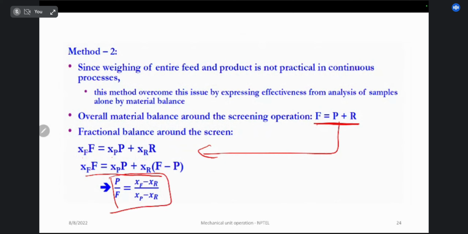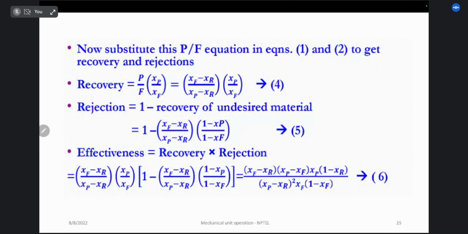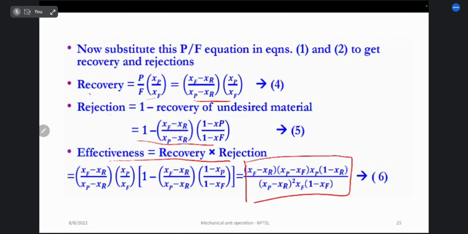As you have the mass fractions always, you can use this ratio. For the recovery, the same equation applies, and for the rejection, the same equation, but here you don't need to consider the mass of the feed, product or rejection. You just need the mass fractions, and from those you can use the equation for the calculation of effectiveness. This is the recovery and the rejection, and if you multiply both with each other, at the end you will get one equation which gives you the value of effectiveness.